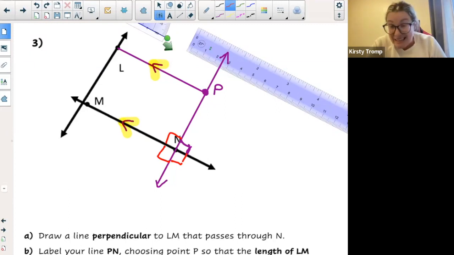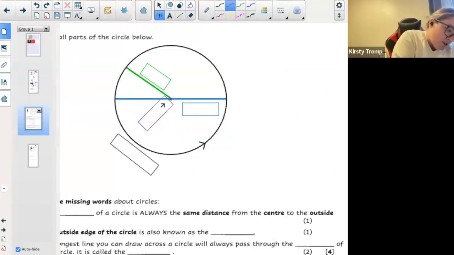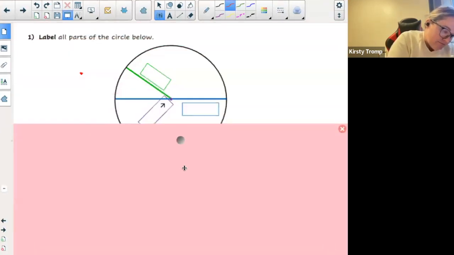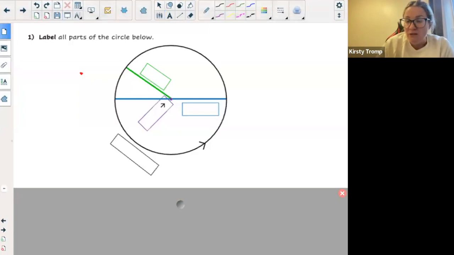Okay, and so that takes us to the end of parallel and perpendicular lines that we needed to finish from Monday. Let's go have a look at circles, everybody. So we are starting on our journey through circles. The first thing that we need to do is we need to label all parts of the circle below. So I need you guys to help me out, all right? Now, I know that a lot of you like to do this and you've been waiting for this lesson. So let's have a look.